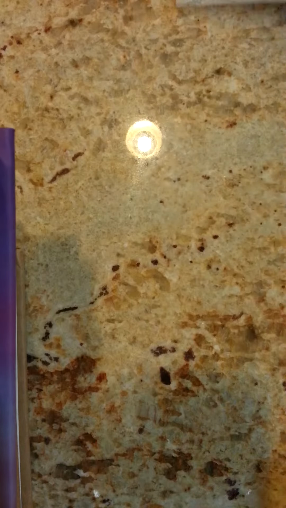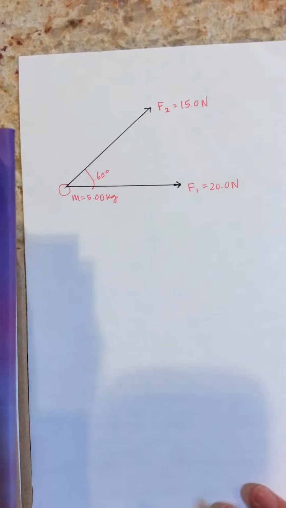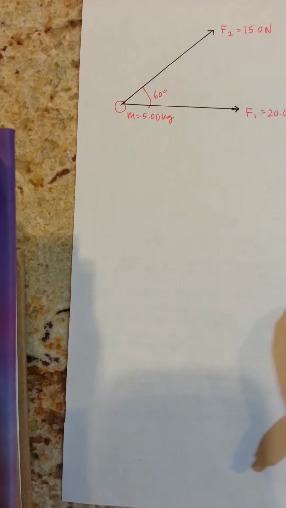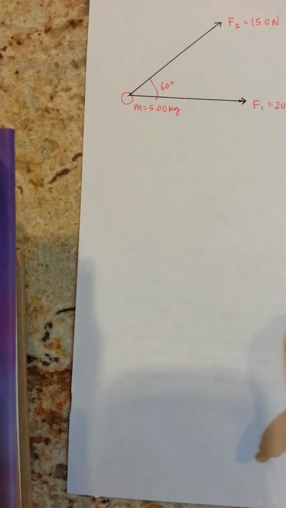So for part B, I already have the diagram drawn out. So we have force number 2, 15 newtons, and you can see it's at a 60-degree angle as compared to the 20 newtons for force 1, which is just along the x-axis. So you have to break this up into separate components.